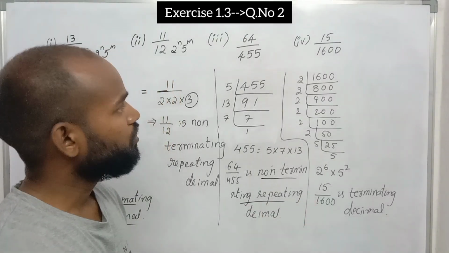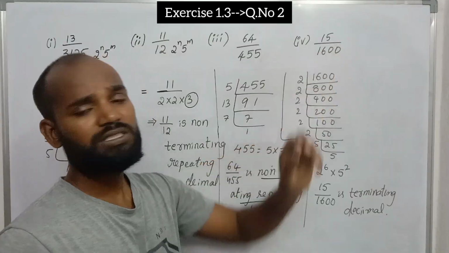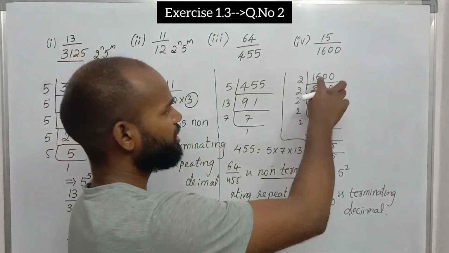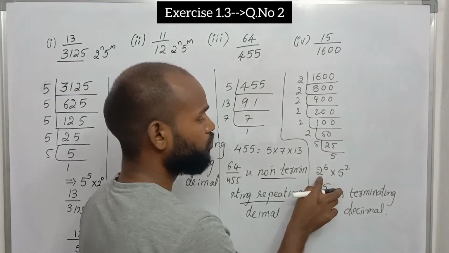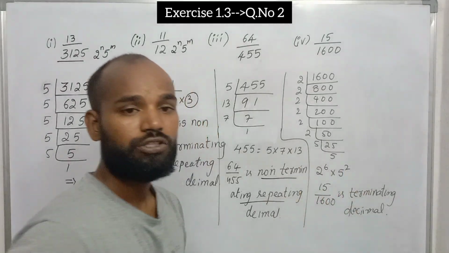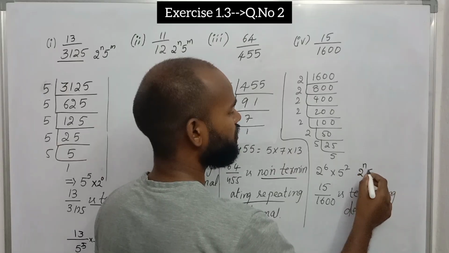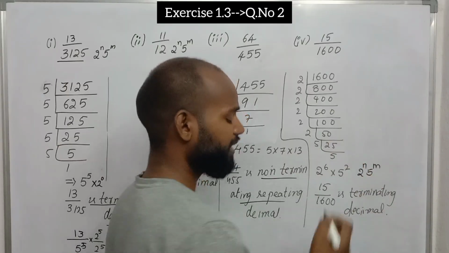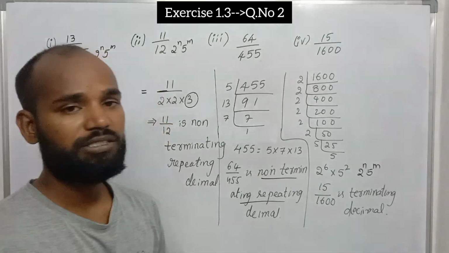In the same manner, I am going to the fourth question, 15 upon 1600. I expressed 1600 in the form of prime factors. Then I get 2 power 6 into 5 power 2. So this is in the form of 2 power n into 5 power m. So definitely it is a terminating decimal. There is no doubt at all.